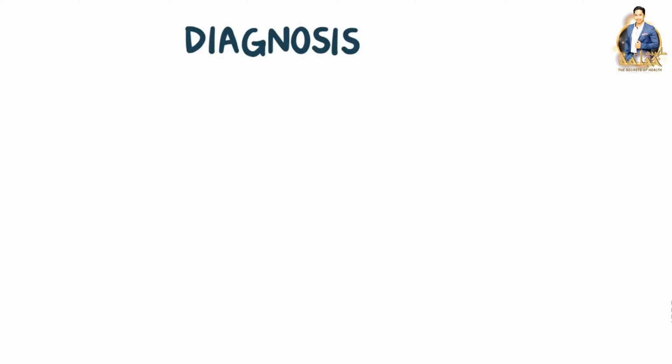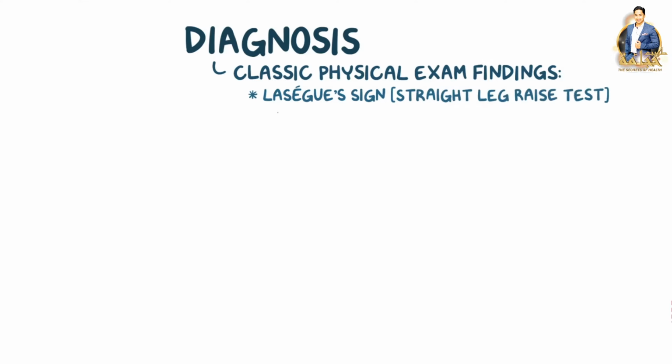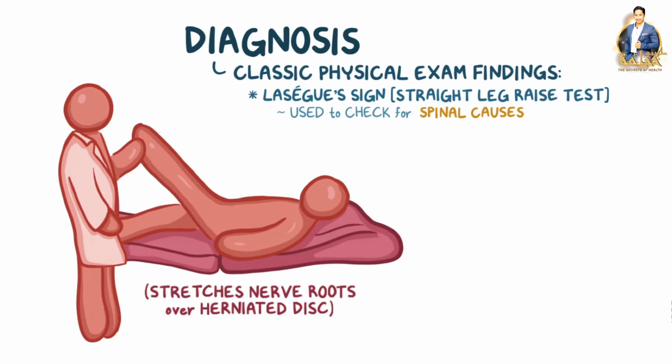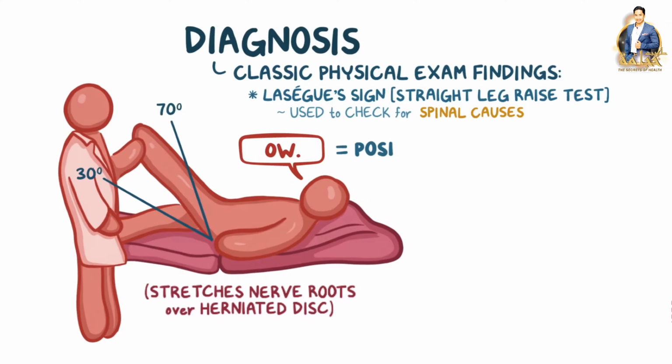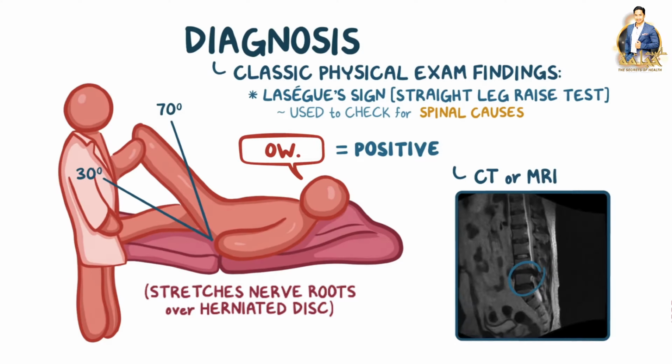To diagnose sciatica, there are some classic physical exam findings. The Lasègue sign, also called the straight leg raise test, is most often used to check for spinal causes. In this test, a person lays down on their back and an examiner lifts each leg with the knee straight. This stretches the nerve roots over the herniated disc or the object causing compression. If the sciatic pain worsens when the legs are between 30 and 70 degrees, the test is positive. Finally, a CT or MRI should be done to look for the cause.